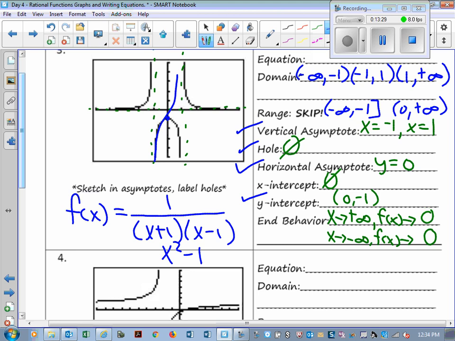Wait, would this be violating what you just said? Because I was going to ask. Go ahead, ask. If the function does cross the x-axis and there's an asymptote at y equals 0, what would the function look like? Would it be the same?